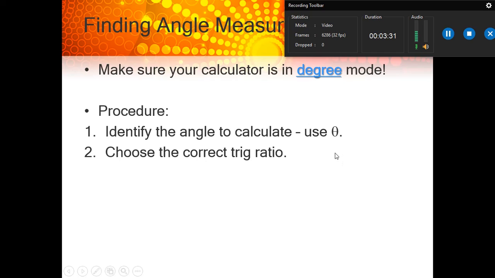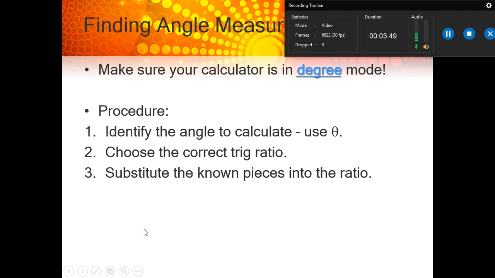Once we have the triangle set up with theta and the sides that they're going to provide, we need to choose the correct trig ratio. Remember, we have sine, cosine, and tangent. So the correct parts need to be there for you to select the correct ratio. We're going to substitute the pieces that we do know into the ratio. Maybe it's the opposite and the hypotenuse, or it's the opposite and the adjacent.